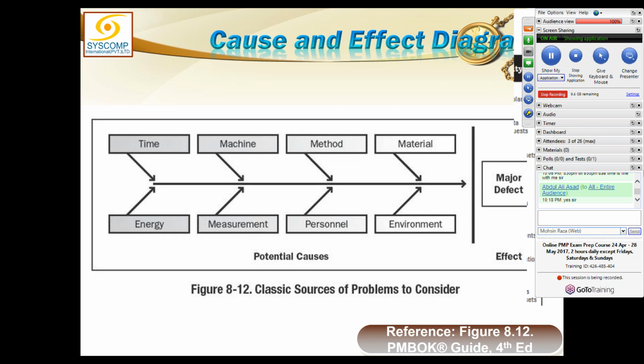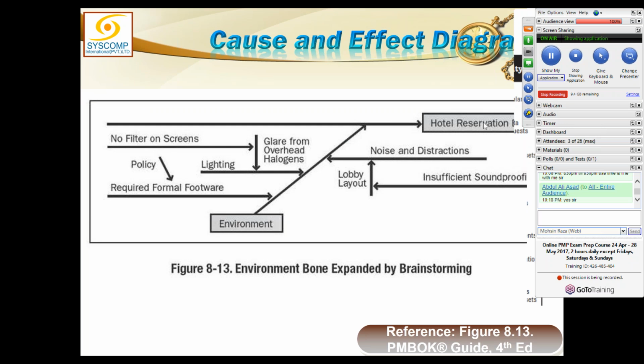So if I know that, I will try to find the problem in various processes or wherever it is, and I'll try to home in on that. Each bone will have further smaller bones attached to it, and I will keep hunting it down till I reach the required level. This is an example in a hotel reservation system. We found that whatever the problem was, it is due to the environment. In the environment, there were three things affecting: noise and distraction, lighting, or required formal footing. Which exactly is causing the problem? I would hunt it down.